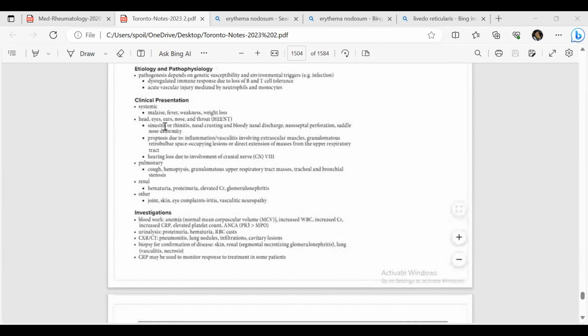Head, eyes, ear, nose, and throat, the short form mnemonic is HEENT. Sinusitis, rhinitis, nasal crusting or bloody nasal discharge, nasoseptal perforation, saddle nose deformity. Proptosis due to inflammation, vasculitis involving extraocular muscles. Okay, in this also extraocular muscles will be involved. Granulomatous retro-orbital space occupying lesions will also be there, or direct extension of masses from the upper respiratory tract. Hearing loss due to involvement of cranial nerve eight.